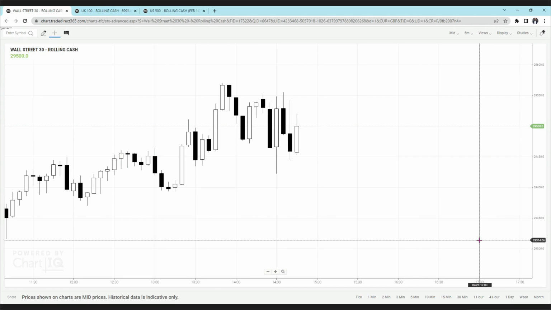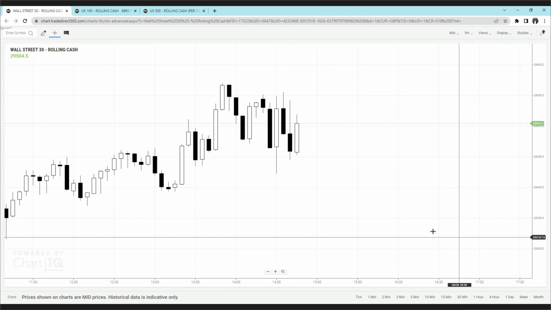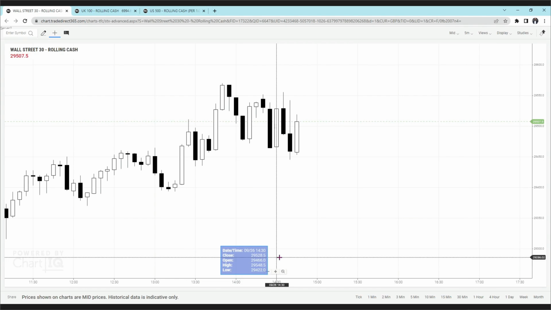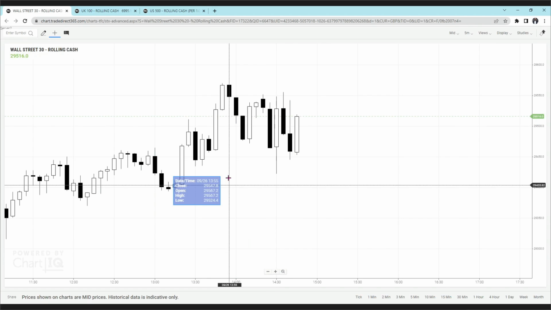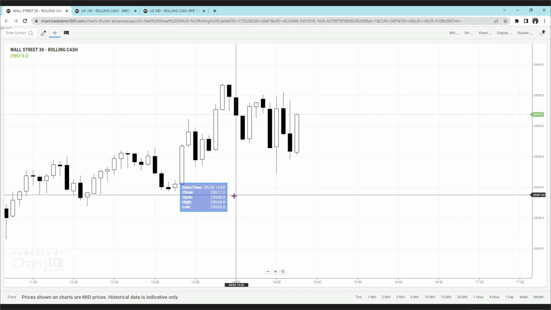Okay, so we are approximately three 5-minute bars into the trading session. So far, we got two bear bars, and we got a bull bar, and then got two bear bars, and truly still within the context of a trading range.